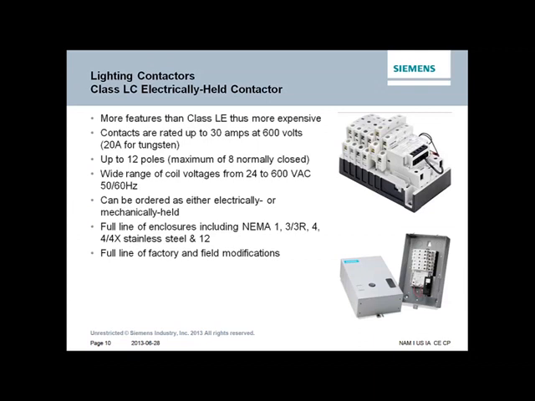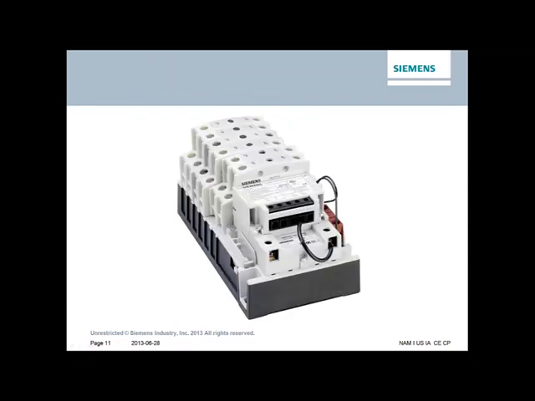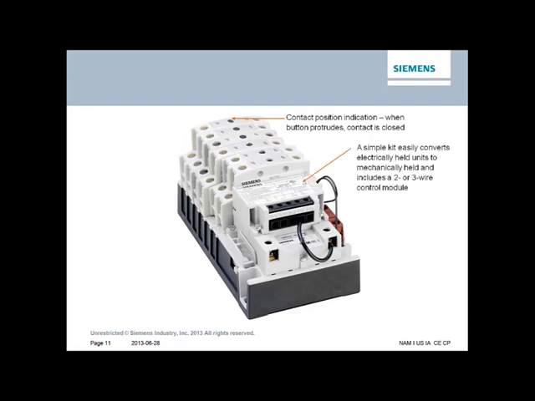There are many features with the LC contactor. The first is that it has a contact position indicator. When the button protrudes, it means the contact is closed. As previously discussed, the LC has a conversion module, where you can take an electrically held contactor and mount the conversion module, and now you have a mechanically held contactor, which includes either 2 or 3 wire control. This will be demonstrated shortly.